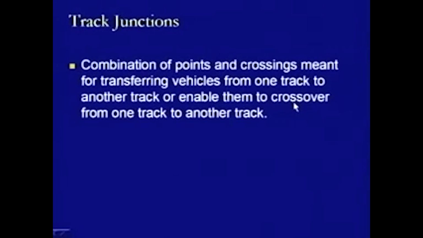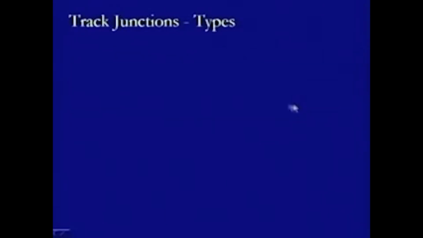In that condition, whatever combination of points and crossings is provided along with all its accessories is known as the track junction. This can also be termed as crossovers, which is the word used in the one line of this definition. In the case of track junctions, on the basis of the shape or geometry and the function which it is supposed to perform, we can have different types of track junctions.